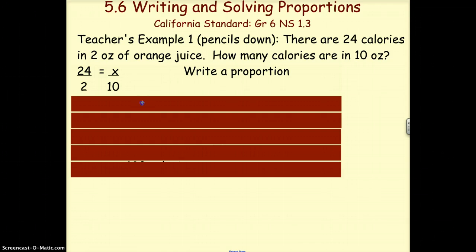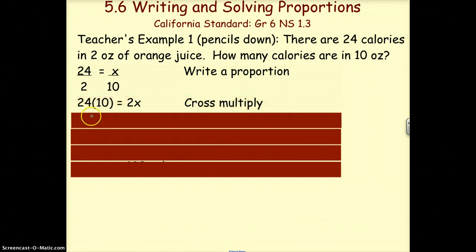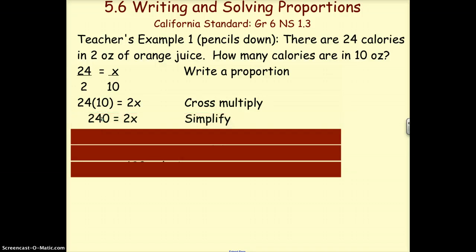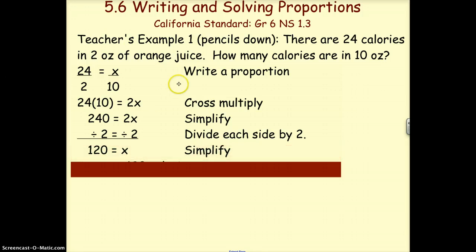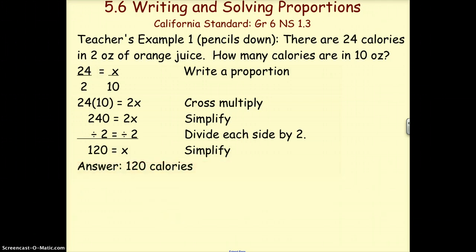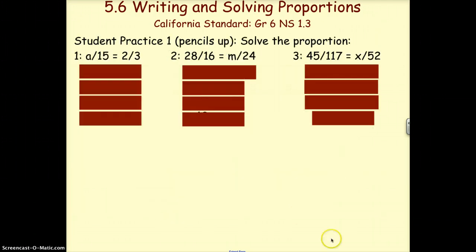Okay, let's go ahead and cross multiply. 24 times 10 equals 2x. 24 times 10, of course, is 240. Now, as we talked about with inverse operations, our goal is to get x all by itself. So we need to divide to undo that multiplication. We get 120. And of course, this is a word problem, so we need words in our answer. 120 calories.